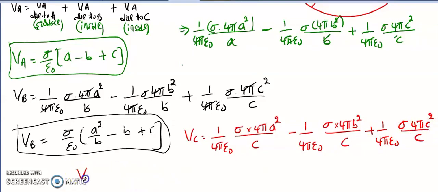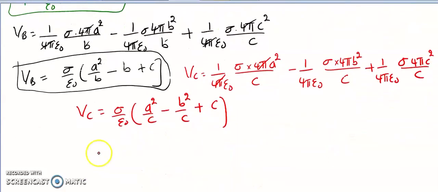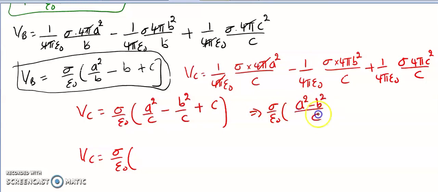Now you have to do the calculation. Potential at C is equal to, the 4 pi cancels, sigma divided by epsilon naught, with A square divided by C minus B square divided by C plus C remaining. Taking the common factor, potential at C is sigma divided by epsilon naught times A square minus B square divided by C plus C. A square minus B square is A plus B into A minus B, so divided by C plus C.